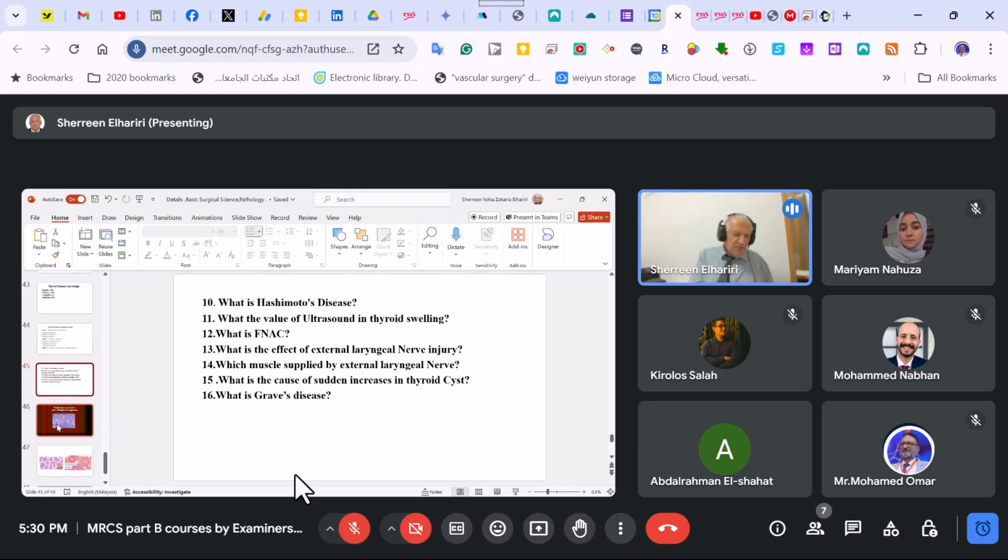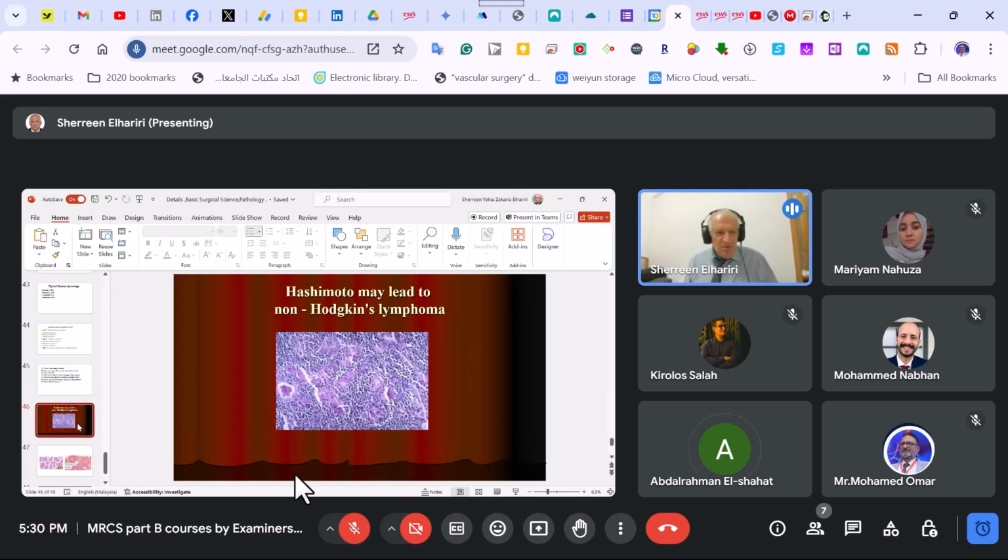It is thyrotoxicosis, and it can be primary and it can be secondary. What is the difference between primary and secondary? I don't remember. If the patient has thyroid swelling and becomes toxic, we call it secondary. If the patient has no thyroid swelling and starts with thyrotoxicosis, we call it primary thyrotoxicosis.